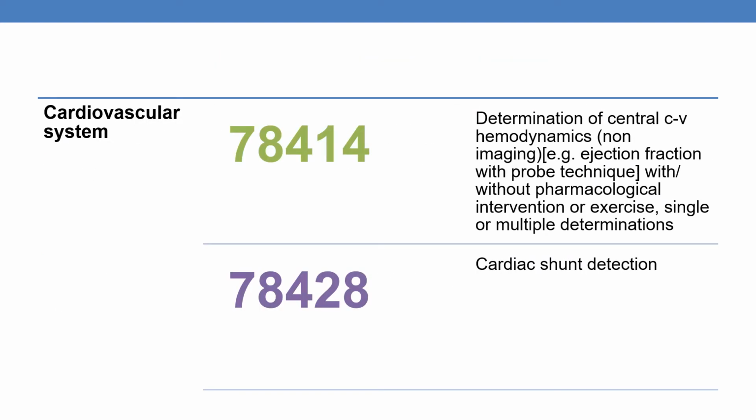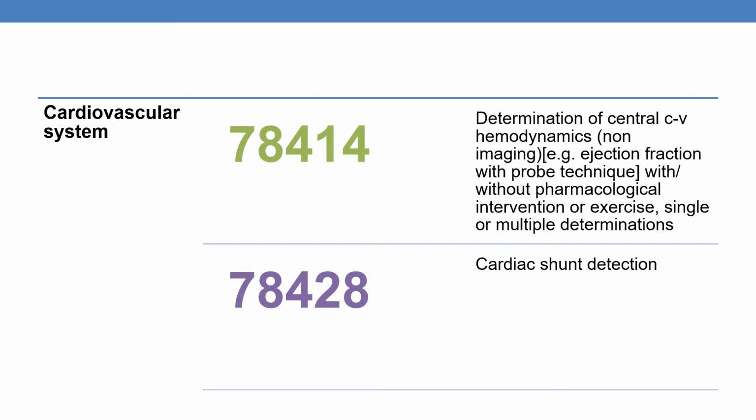Now coming to various CPTs of cardiovascular system, the first CPT is 78414. It deals with determination of central hemodynamics, non-imaging. Determination of central cardiovascular hemodynamics, non-imaging, for example, ejection fraction with probe technique, with or without pharmacological intervention or exercise, single or multiple determination. The next code is 78428. It deals with cardiac shunt detection.